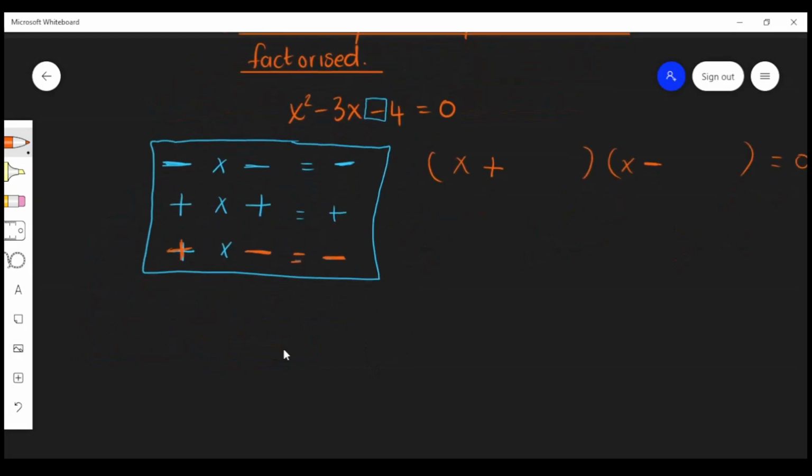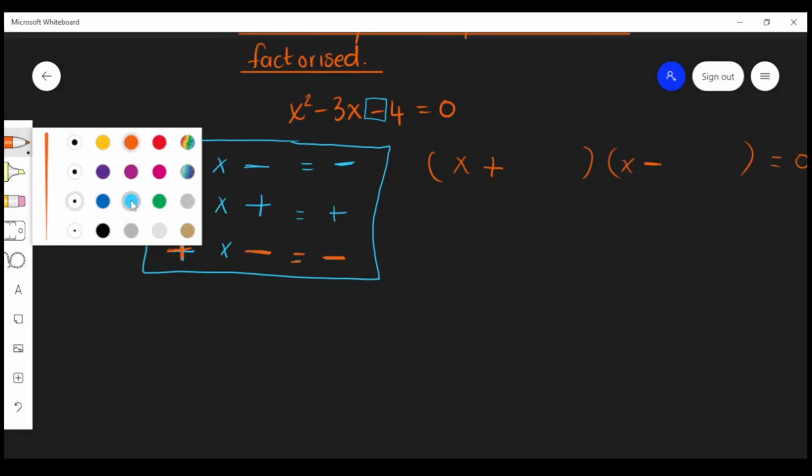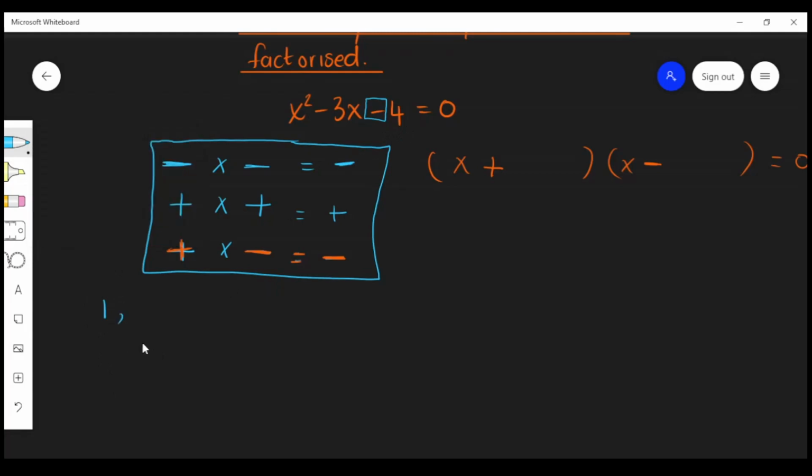So what are factors? Factors are numbers that go into a number without leaving a remainder. So what would be the factors of 4? The factors of 4 would be 1, because 1 goes into 4 four times; 2, because 2 goes into 4 two times; and 4, because 4 goes into 4 once without leaving a remainder.